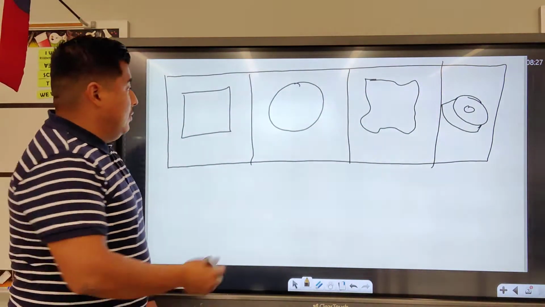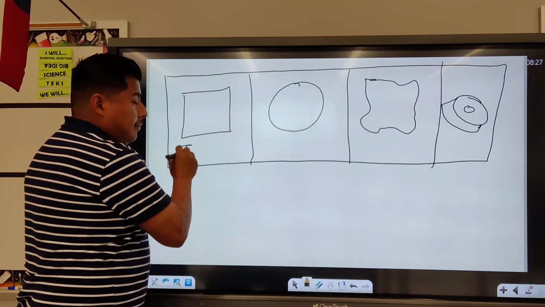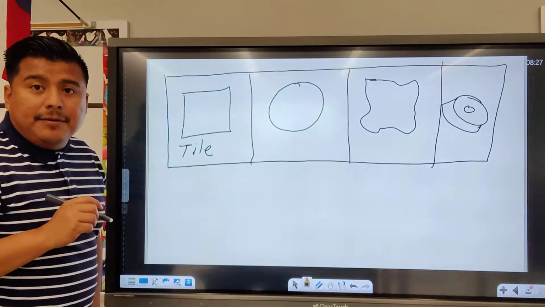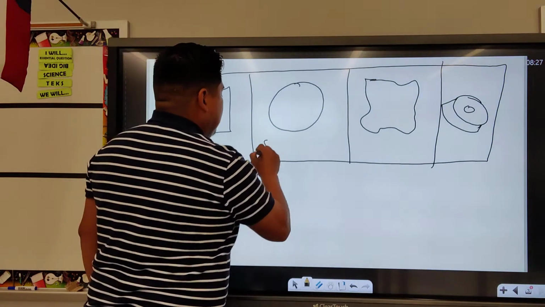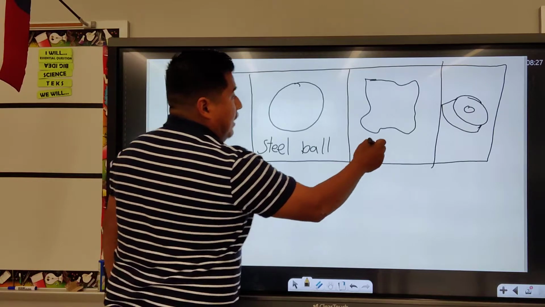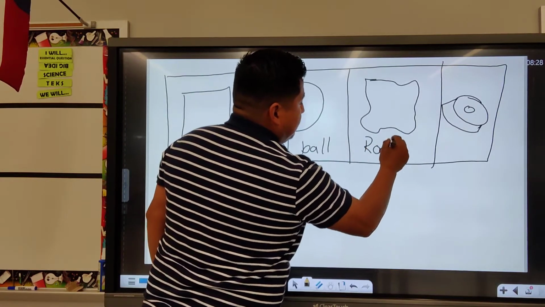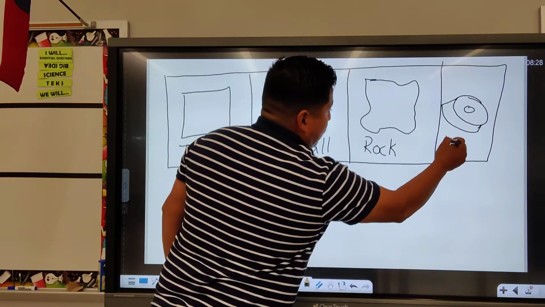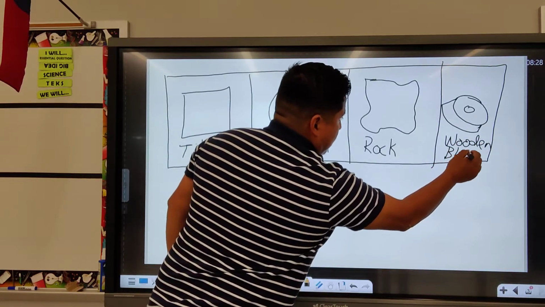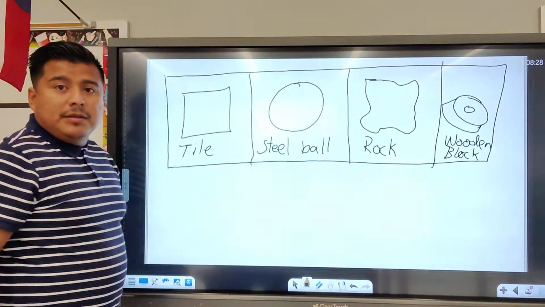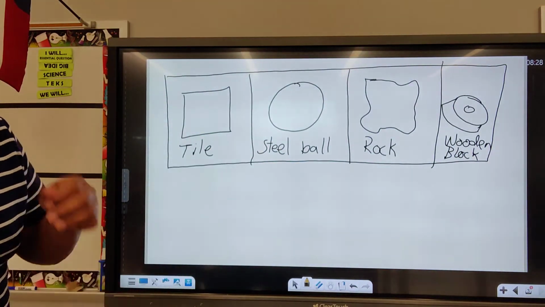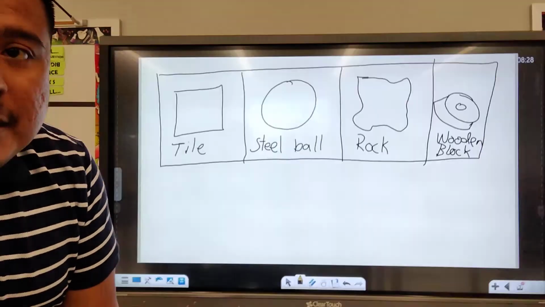All right. So, let me label them. It's going to be backwards. But it is a tile. We have a steel ball. We have a rock. Then we have the wooden block. I know you see it backwards, but I called those names out. Just do your best to write them in, okay? All right.